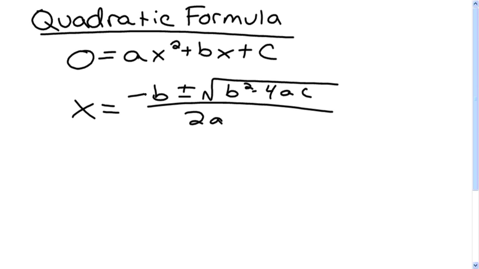Don't go straight to your calculator. Think about what b squared is. If it's a negative, squared is going to be a positive. Don't make any assumptions along the way. So let's take a look at a graph.